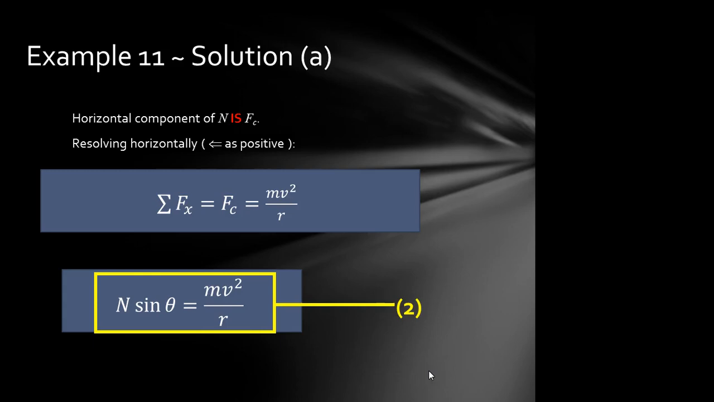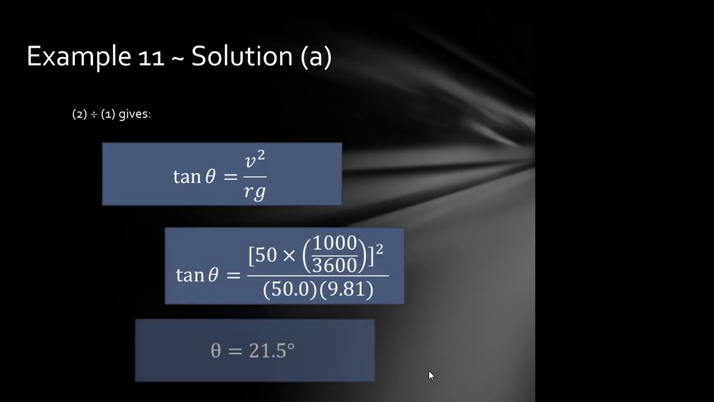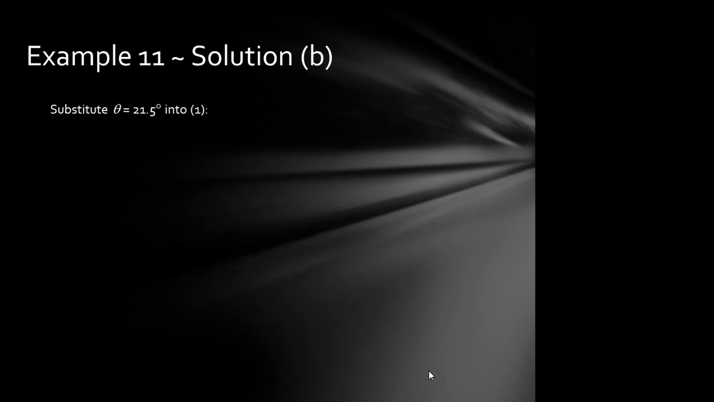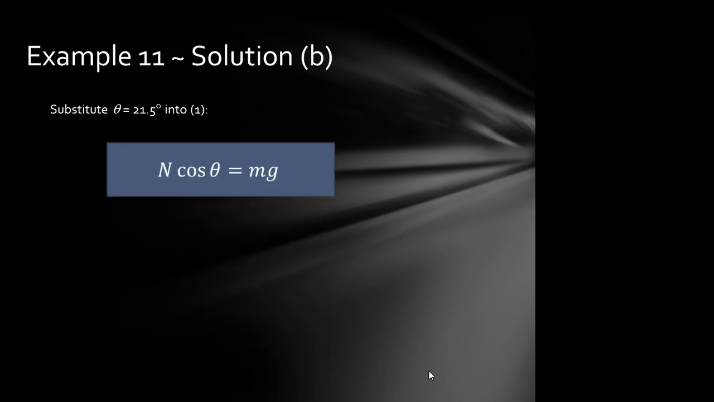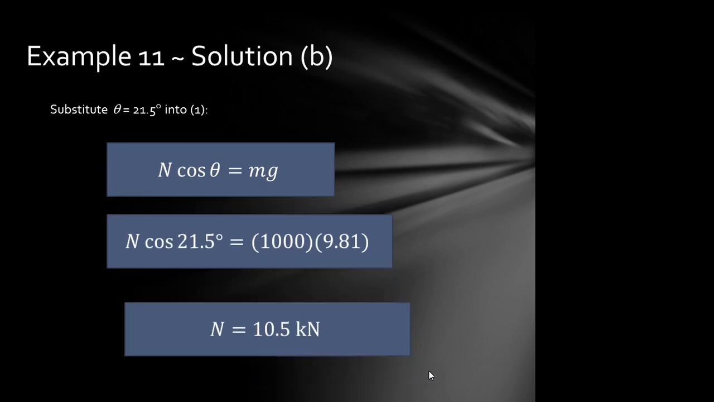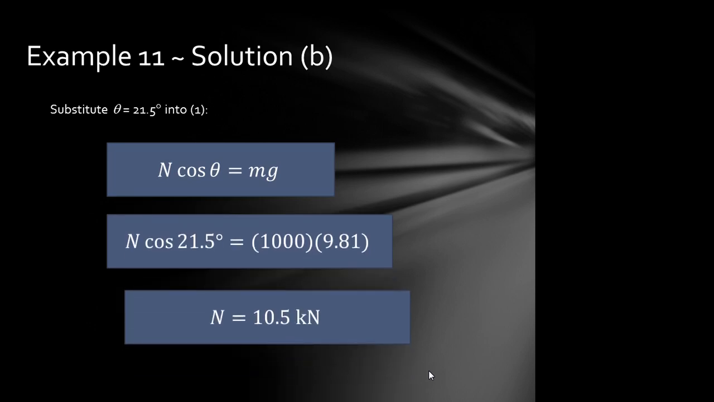Right, so a good example of engineering solutions to solve this problem, where sometimes friction may not be enough, is to create a bank with a particular angle. We can also calculate what the normal force on the car would be. By substituting theta into any one of the equations, so substitute theta into N cos theta equals mg, and we get N equals 10.5 kilonewtons. Right? So the normal force must now be larger than the weight, because it has to both balance the weight, as well as provide some force to give the car centripetal acceleration.